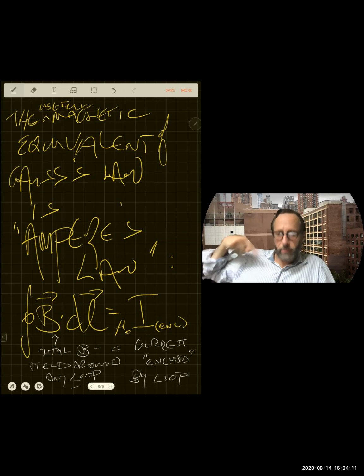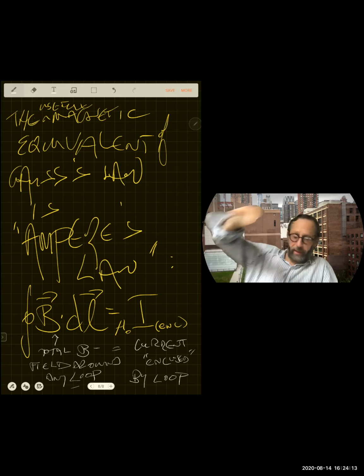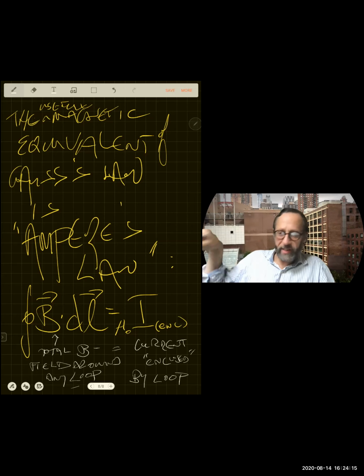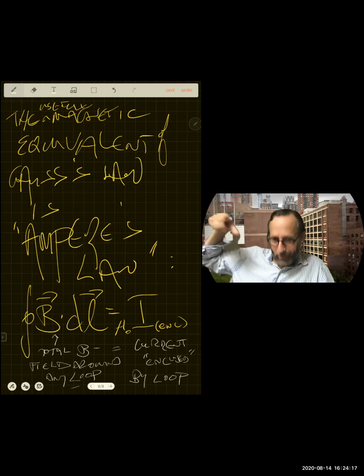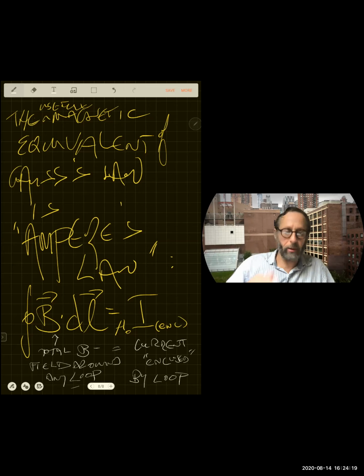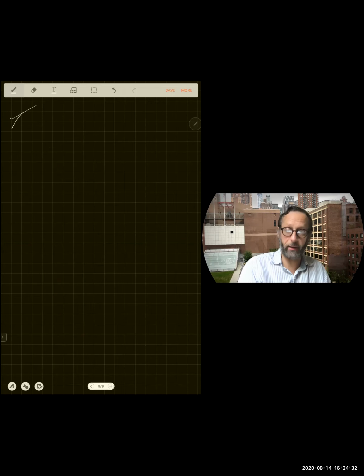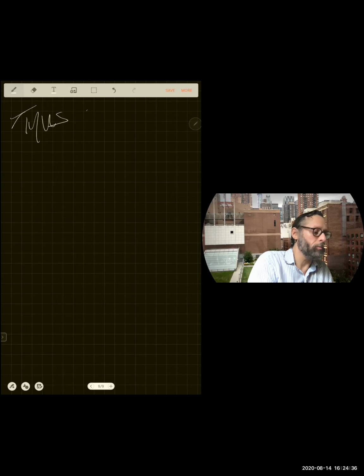In other words, if your loop is going like this, we're counting all the current that goes through perpendicular to a plane, like the disk bounded by your circular loop. In some cases it's intuitive, in some cases it's not, but that's the law. Now we're almost somewhere. So far we have this. That's the law that you use to calculate magnetic fields.